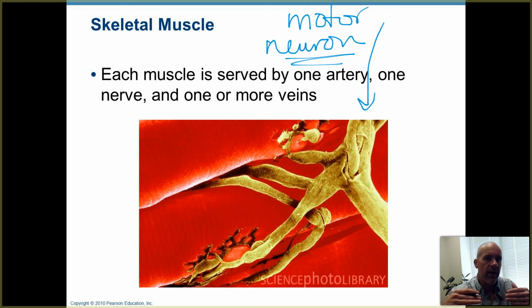Arteries bring blood that contains nutrients and oxygen gas to your tissues. Veins take away the deoxygenated blood and blood that contains the wastes, like the carbon dioxide that your cells give off as part of their normal functions.